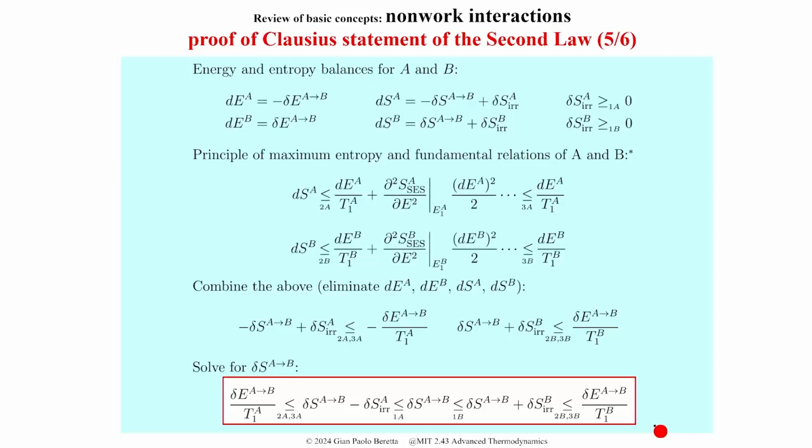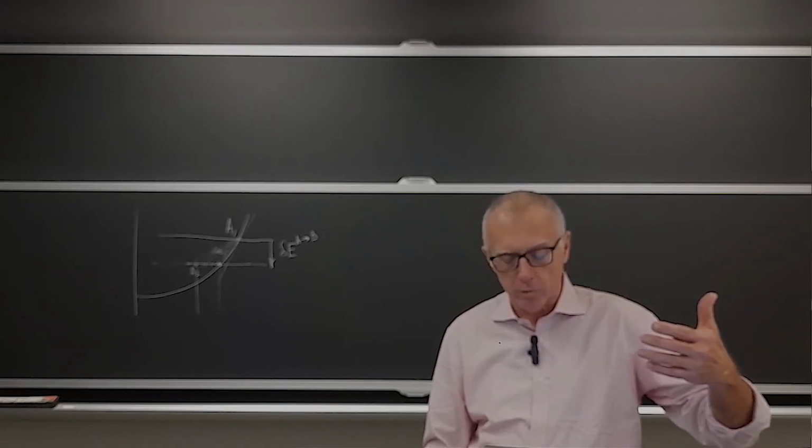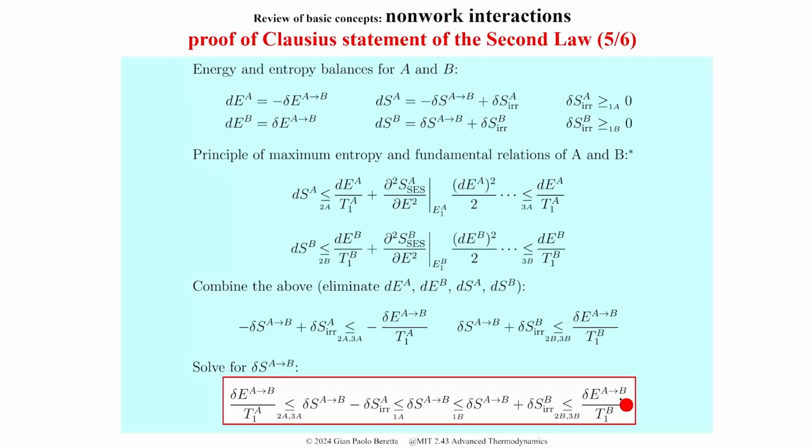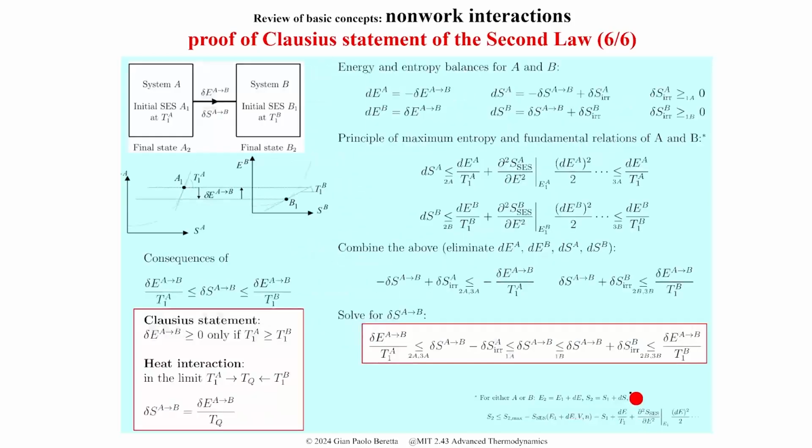And here we find, if you look only at the central and the 2 extremes of these inequalities, it says that definitely if you want to have a non-zero transfer of energy from A to B, you need an entropy transfer with some value that stays within this interval of the energy transfer divided by the two temperatures of the two systems.